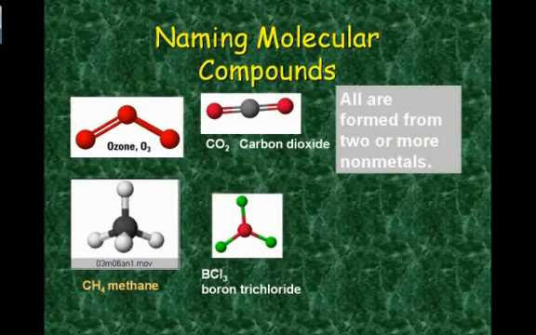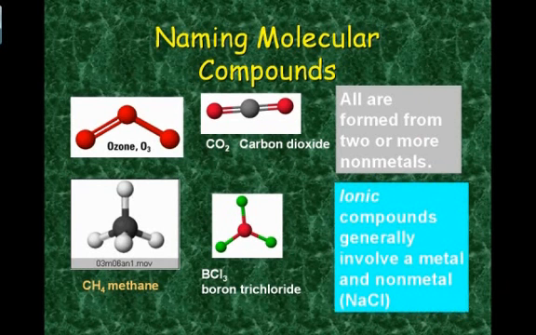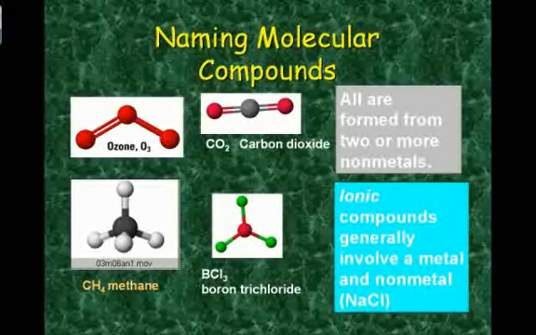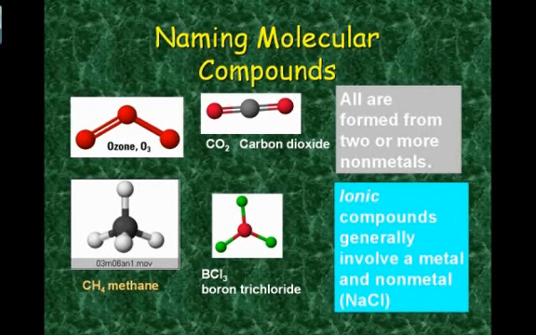These are all formed from two or more nonmetals bonded together, so you won't see any metal in any of these formulas. Now, remember and recall that ionic compounds generally have a metal in them, and then they also have a nonmetal. So we're talking about two or more elements that come from the far right in the periodic table combining. These are the molecular compounds, and these are the rules that apply.